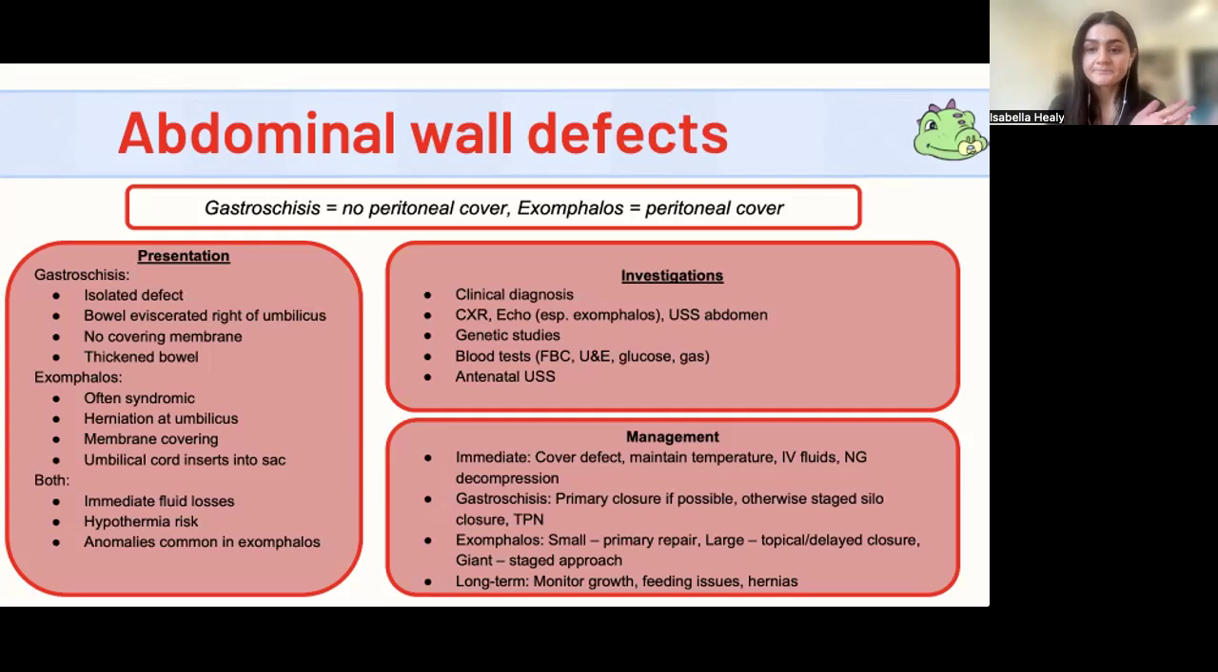For exomphalos, small defects might be suitable for primary closure too. Large defects can be harmful because of high intra-abdominal pressure. So the sac, they can allow it to granulate and epithelialize over weeks or months, and then there's an eventual elective closure once the baby's stable. Long-term issues: growth monitoring, and the potential for future hernias at the site of repair.